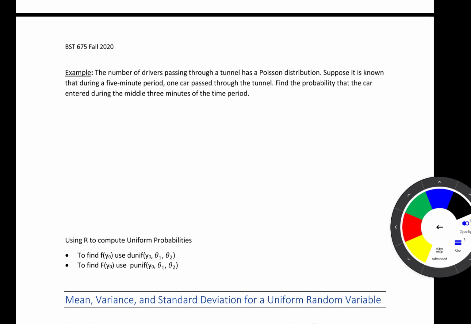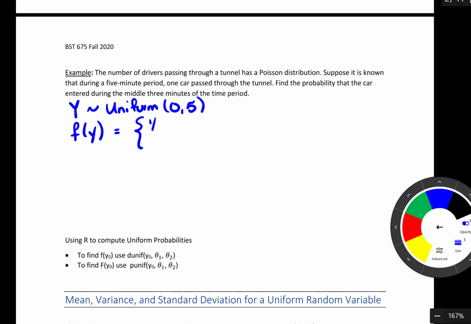The number of drivers passing through a tunnel has a Poisson distribution. Suppose it is known that during a 5-minute period, one car passes through the tunnel. Find the probability that the car entered during the middle 3 minutes of that time period. Notice here, we know that y is distributed uniform 0 to 5, and our f of y in this case is going to be equal to 1/5 if y is between 0 and 5, and 0 otherwise. Let's look at our plot.